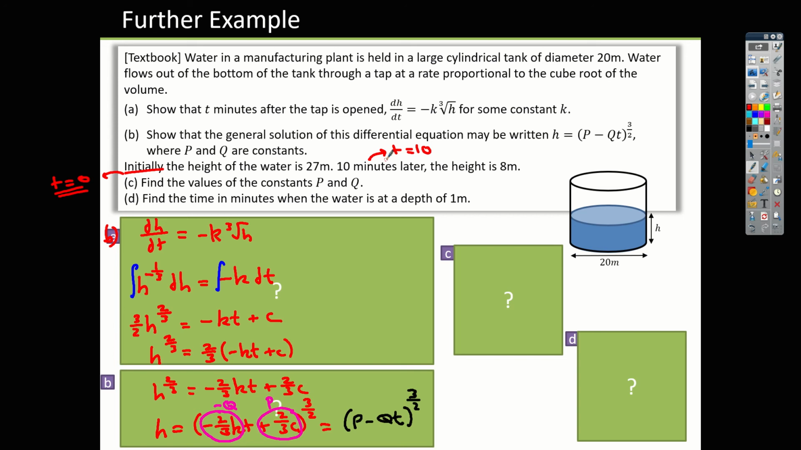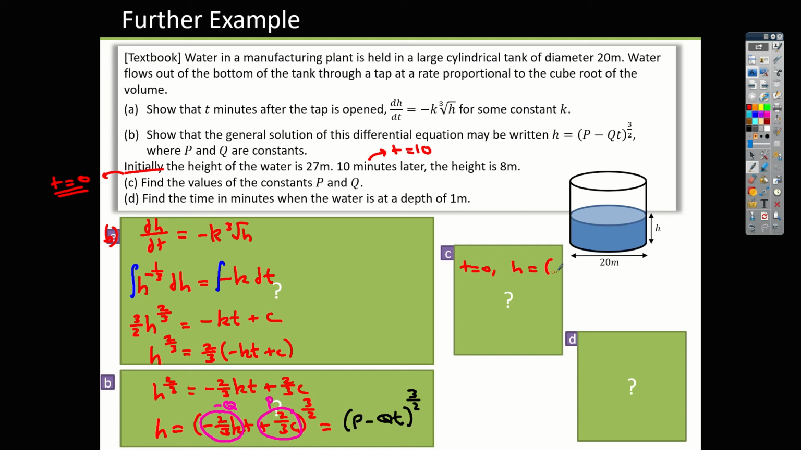Make sure that t is in fact in minutes. I think somewhere it's going to say that. Yes, t minutes here means you've got 10 minutes. So we can use this information to sub into our solution down here to figure out p and q. So let's do the initial one first. So t is 0.